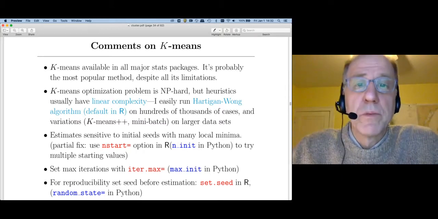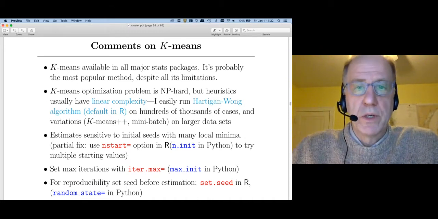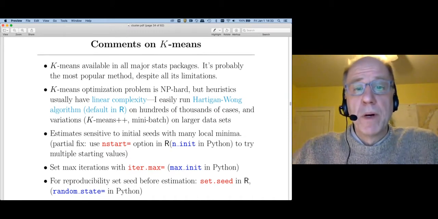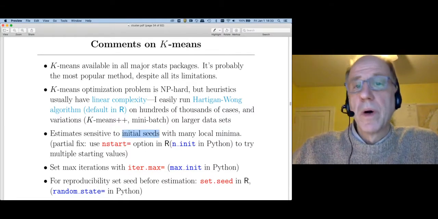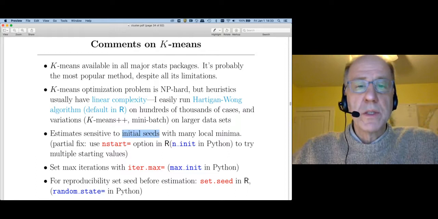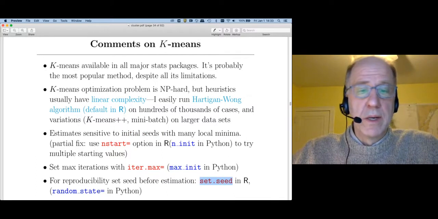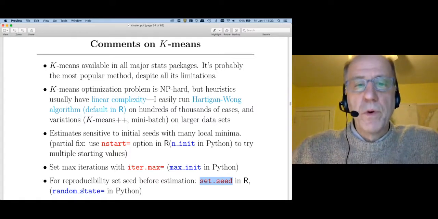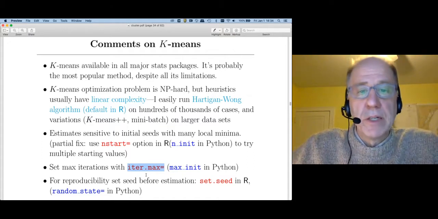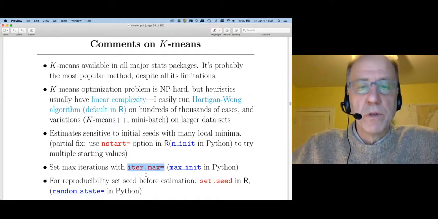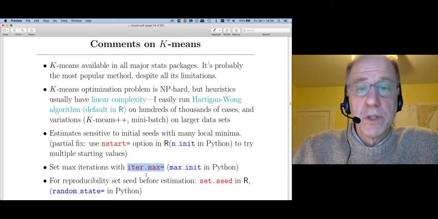I routinely will run this on hundreds of thousands of cases without any problems, and that's just on a laptop. To avoid the problem of local minima, as I mentioned earlier, you should be running with multiple initial seeds, and then the way to get reproducibility is to set the random seed before you run it. Software implementations usually let you cap the number of iterations so the thing doesn't get into some infinite loop. I usually set this to be quite large. I also set the convergence criteria.